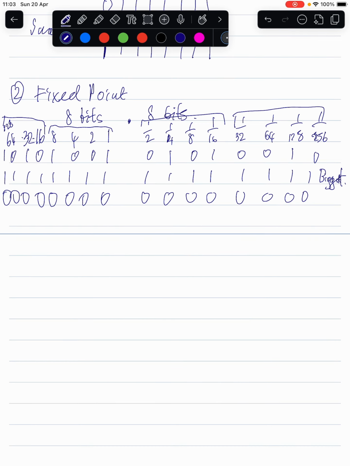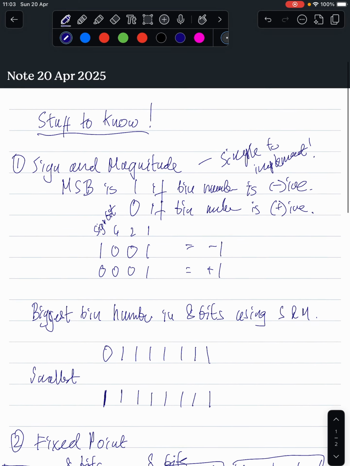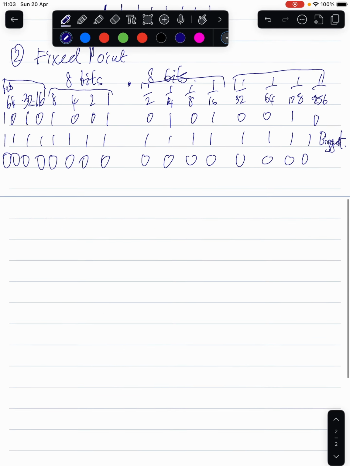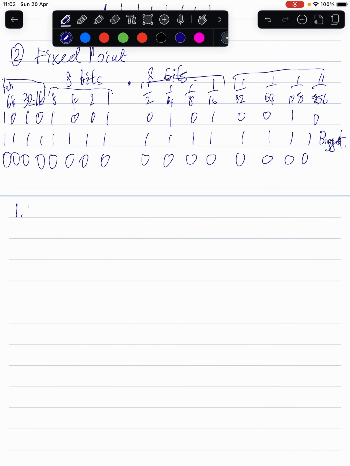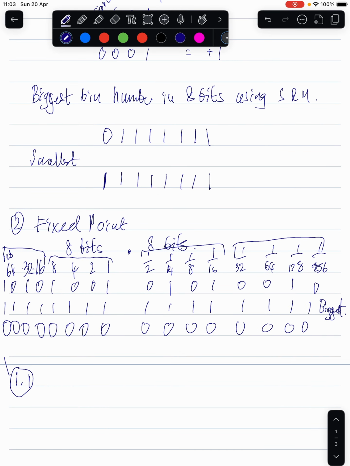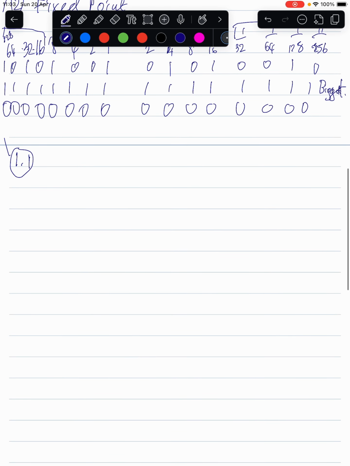Okay, now we're going to look at floating point, which I should have talked about after sign and magnitude. So I'm going to call this 1.1. And I should have talked about it here.